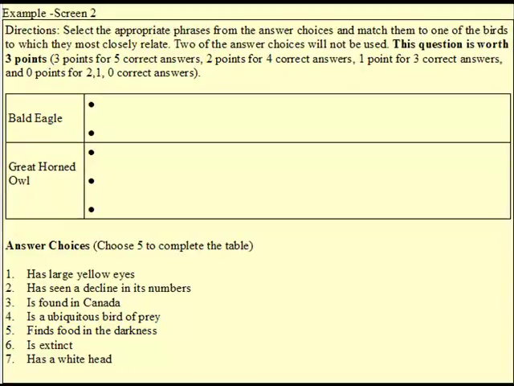The remaining two answer choices are not part of the solution. That one of the birds is found in Canada is not a distinguishing characteristic for either species. Both birds are found in Canada. Finally, the fact that one of the birds is extinct is simply untrue. In certain locations, the eagle is endangered but not extinct, and the owl is quite common in many locations.